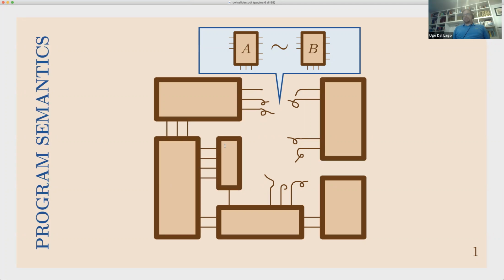And this happens all the time when, for example, you do compiler optimization. But if you take A as a specification and B as an implementation, this is even a form of program verification itself. And program semantics is interesting because it gives you ways to define a program equivalence and define the meaning of programs in such a way that A can be dubbed equivalent to B and can be replaced with it.